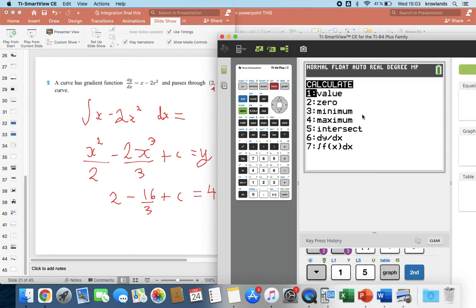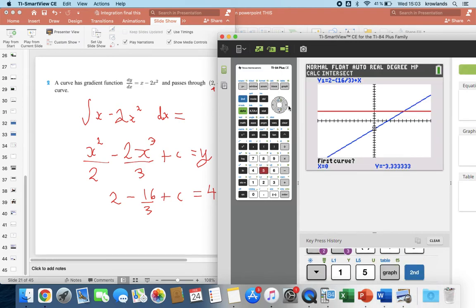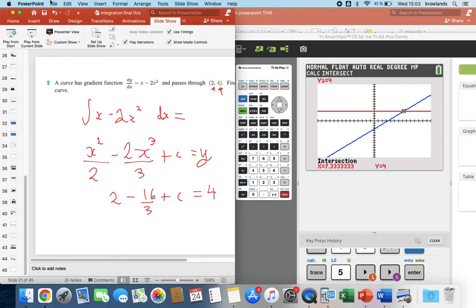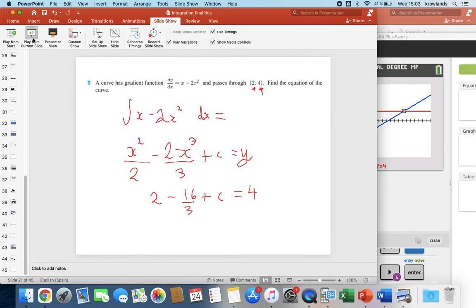Second, trace. 5 is the intersection. We need to press the first curve, the second curve, and the intersection. And this skill is important to go over because this is useful in the topic exponential functions. So if you've forgotten how to do this, re-watch the exponential function video. The blue graph, the red graph, and then the intersection, which is the middle. And this gives us the value of C, I believe, 7.333. But I would prefer to do this manually because that's just so much work for that answer.